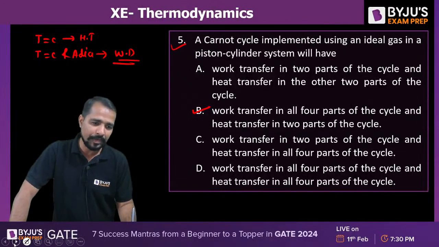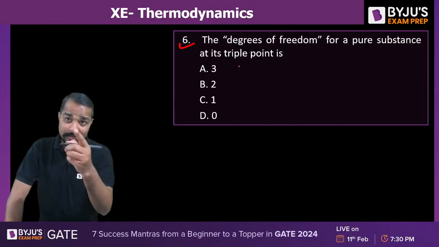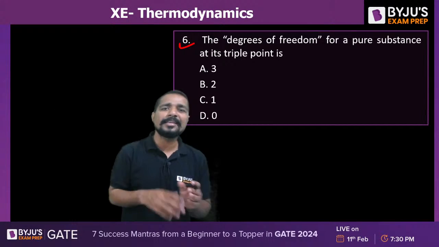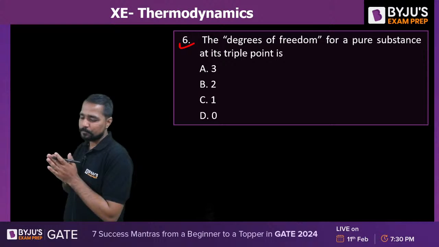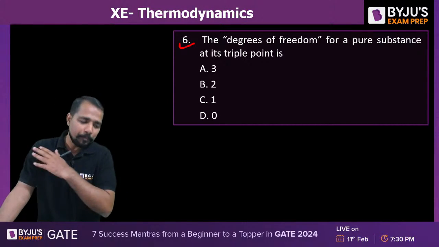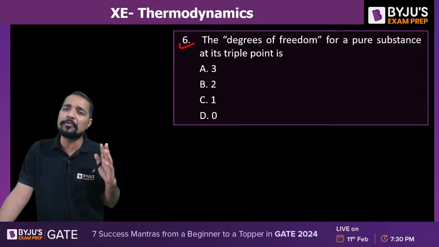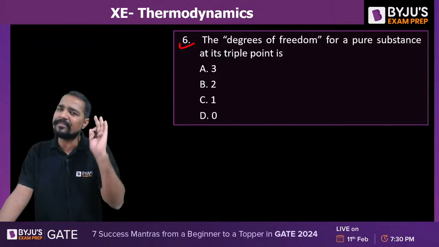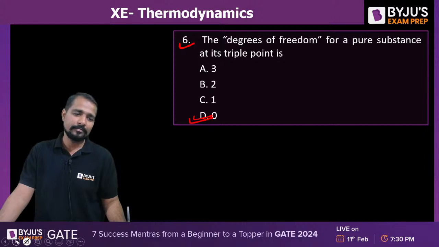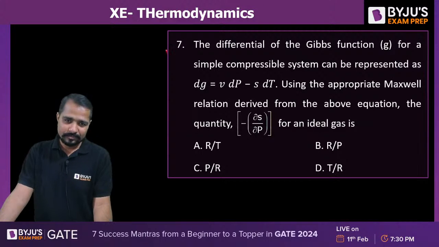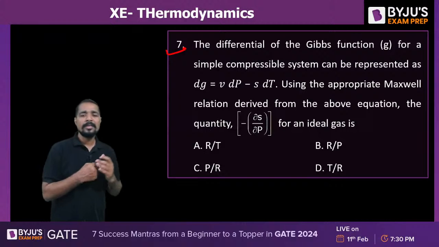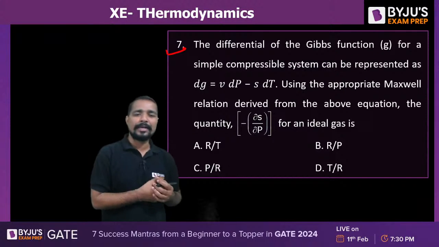Good, very good. Next, this was the XC question in 2019. Maybe I will not even need to discuss it. What is the degree of freedom at the triple point? All the points are fixed. You need not define anything at the triple point. Each and every property is fixed, my dear. Zero is the answer. Good, Avi. Yes. Little bit twisted question. It's a little bit twisted question for you guys.